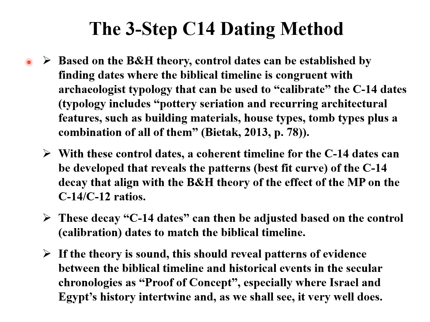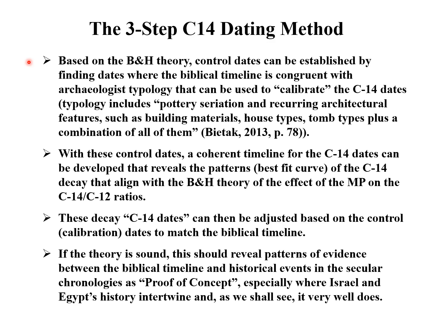Based on the B&H theory, control dates can be established by finding dates where the biblical timeline is congruent with the archaeologist's typology, which can be used to calibrate the C14 dates. Typology includes pottery serrations and recurring architectural features such as building materials, house types, tomb types, plus a combination of all of them. This is BTEC 2013, page 78.